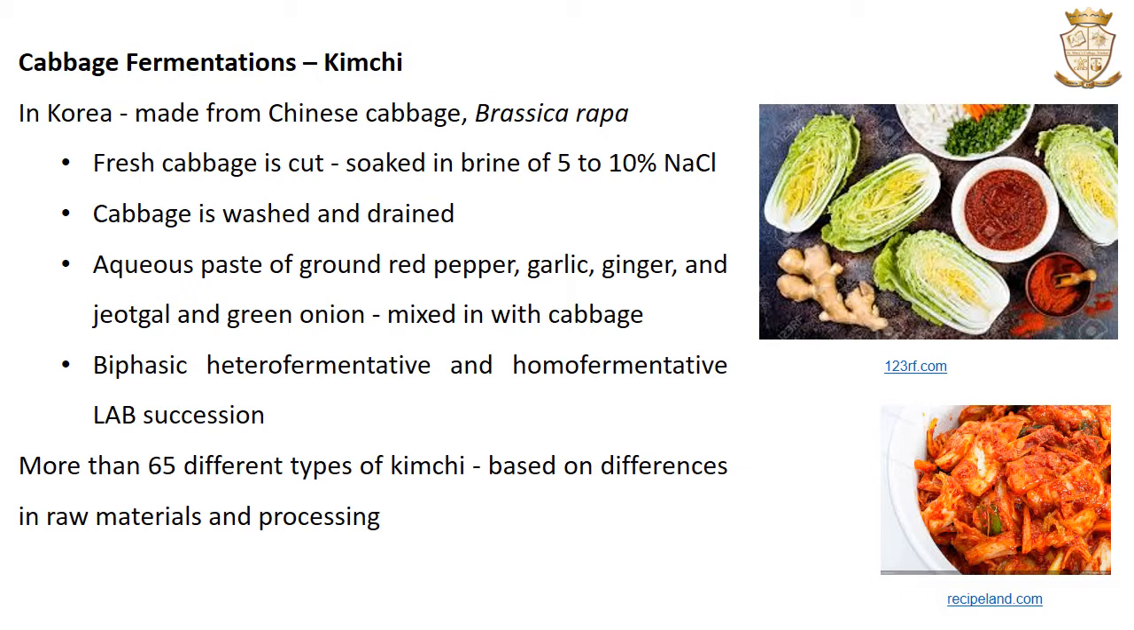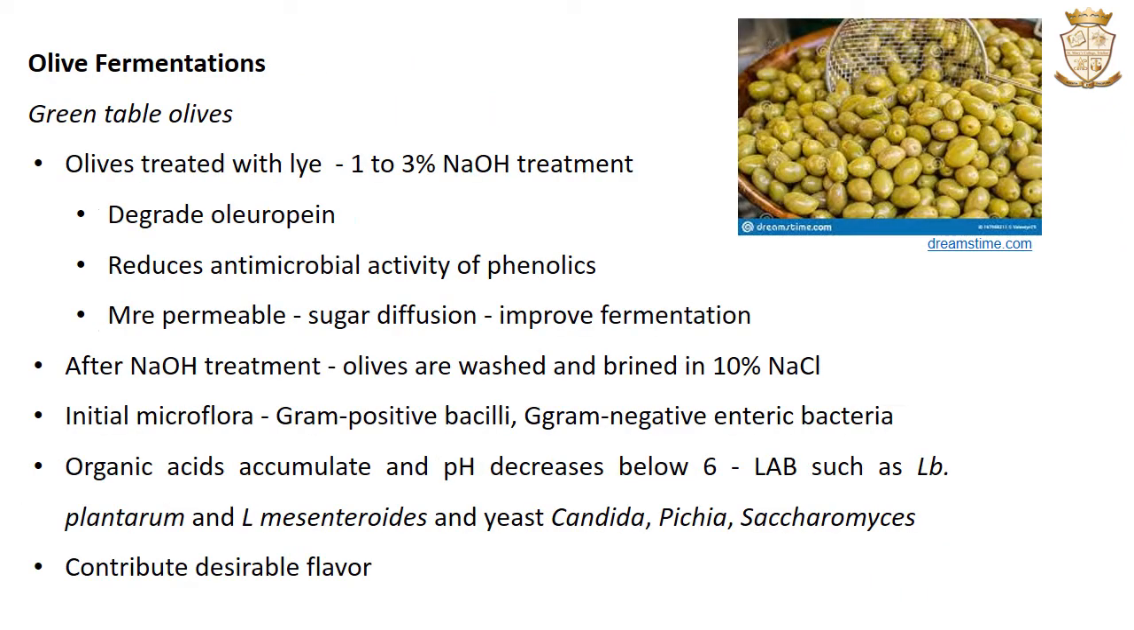During cabbage fermentation, both in kimchi as well as in sauerkraut, vitamin B content will increase and the vitamin content of vitamin C and A are preserved. Next, fermented vegetable is olive fermentations. There are several methods for fermenting olives. They are green table olives, natural black olives, and ripe black olives. First, we will discuss green table olive.